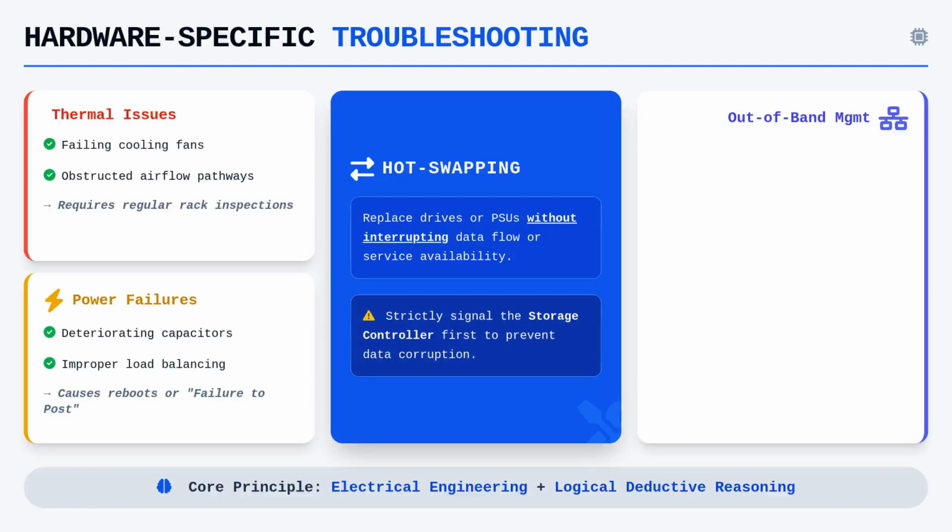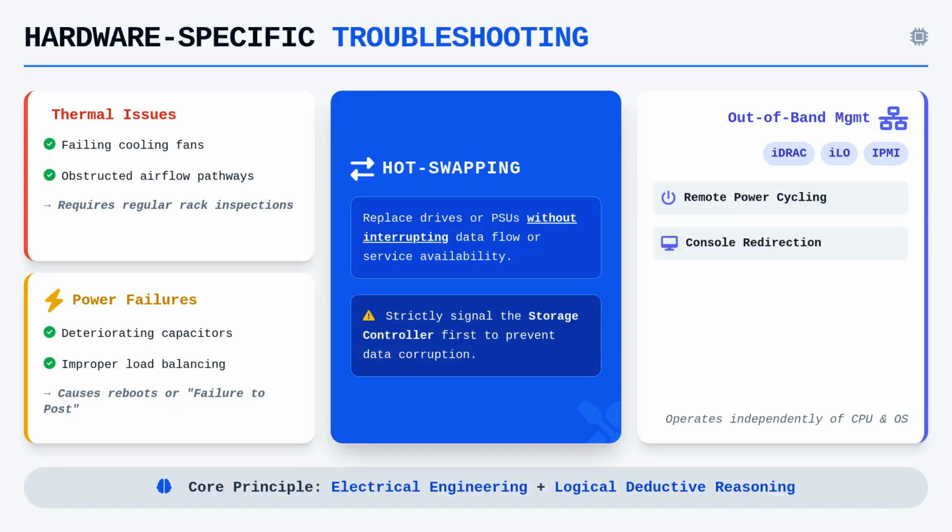Furthermore, the role of out-of-band management interfaces like iDRAC, iLO, and IPMI provides an essential safety net, as these systems operate independently of the server's primary CPU and operating system. These interfaces enable remote power cycling, physical console redirection, and hardware health monitoring, which are instrumental when you are dealing with a server in a remote off-site facility.